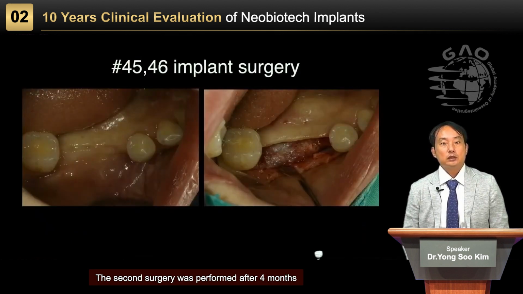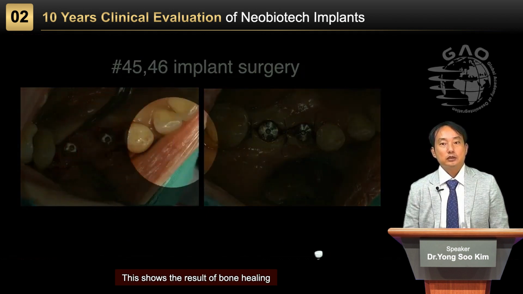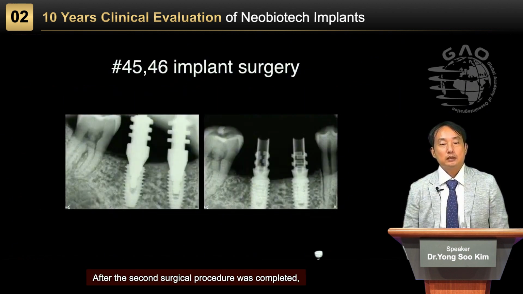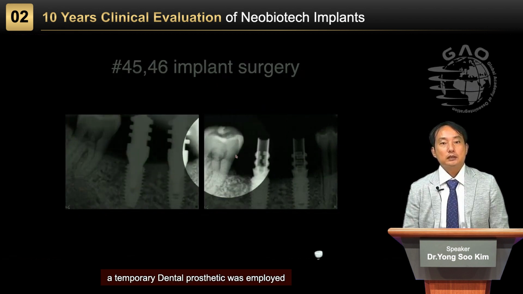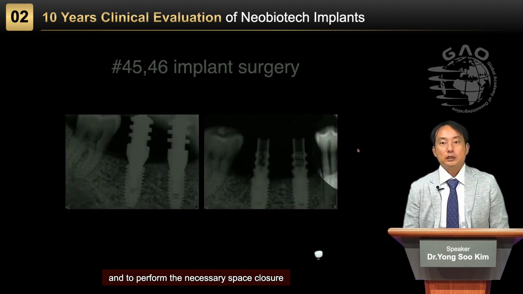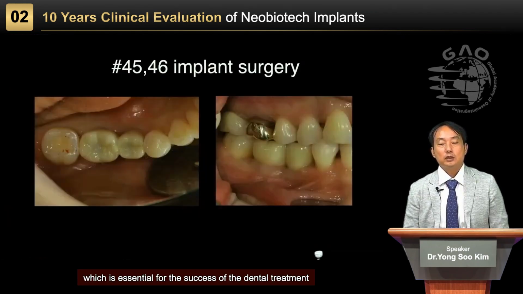The second surgery was performed after 4 months. This shows the result of bone healing. After the second surgical procedure was completed, a temporary dental prosthetic was employed. This prosthetic was used to carefully adjust the available space in the mouth and to perform the necessary space closure. The temporary tooth acted as a placeholder, ensuring proper alignment and spacing during the healing process, which is essential for the success of the dental treatment.